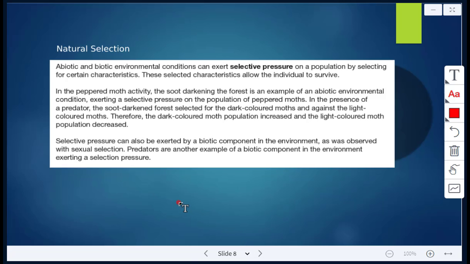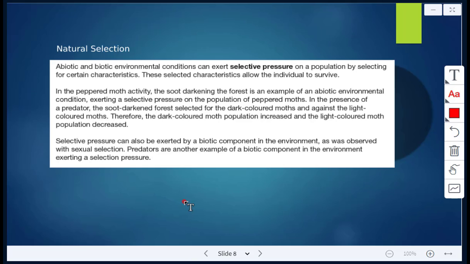All right, so next, we're just going to talk a little bit more about selective pressure. So abiotic and biotic environmental conditions can exert selective pressure on a population by selecting for certain characteristics. These selected characteristics allow the individual to survive and then therefore be able to reproduce and therefore pass on their genetic information.